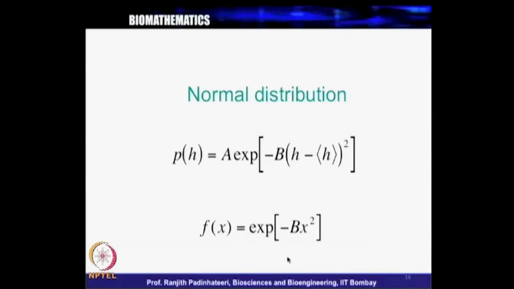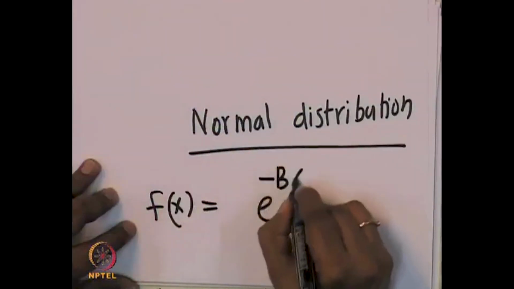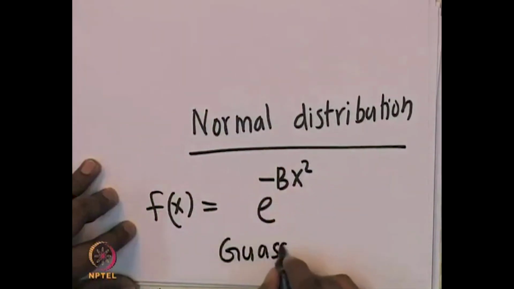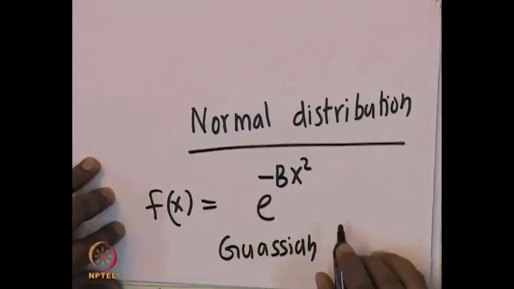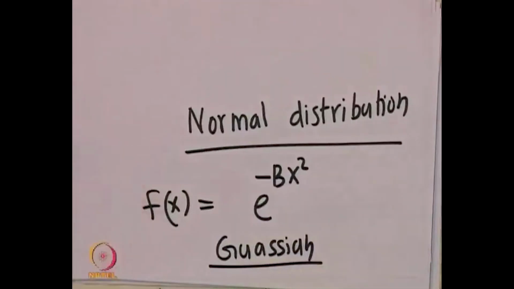If we have a function of this kind, e power minus b x square, that is called a Gaussian function. So, if you have a function f of x which is e power minus b x square, this is called a Gaussian. The normal distribution also has a name, Gaussian distribution, and it has a bell shaped curve.